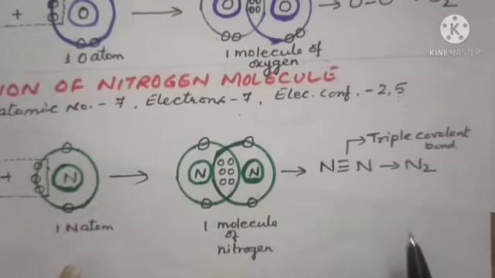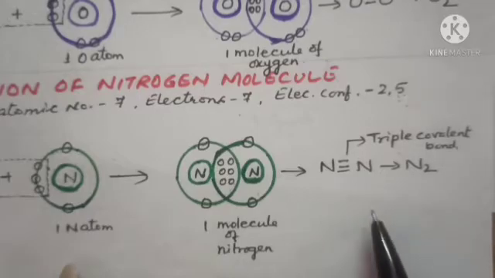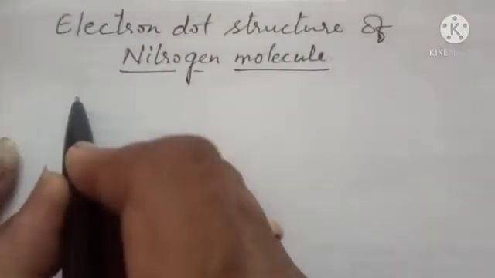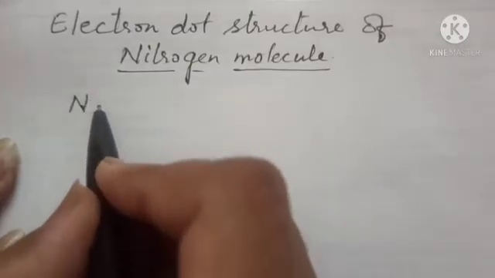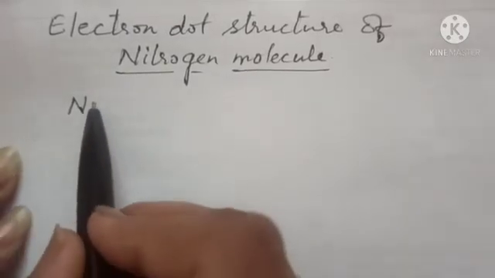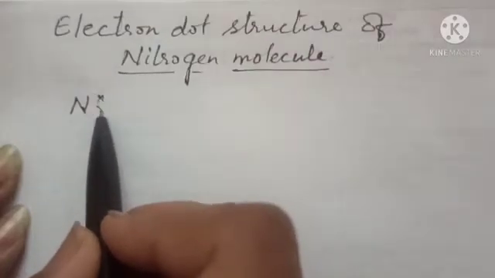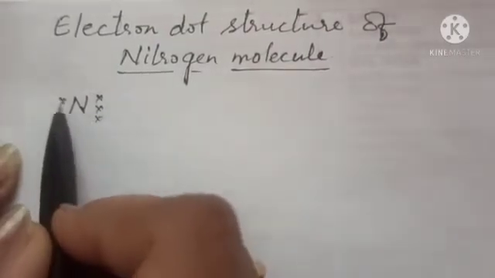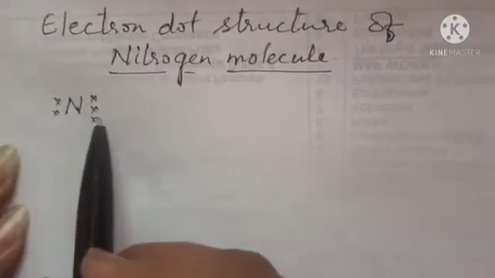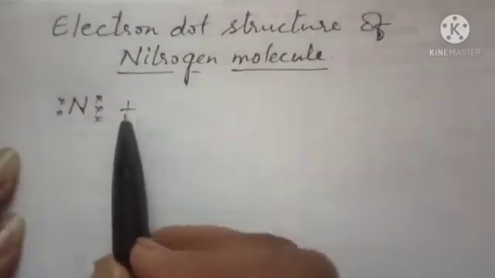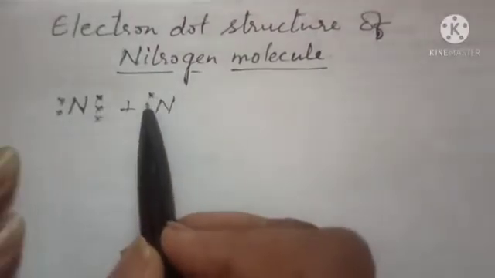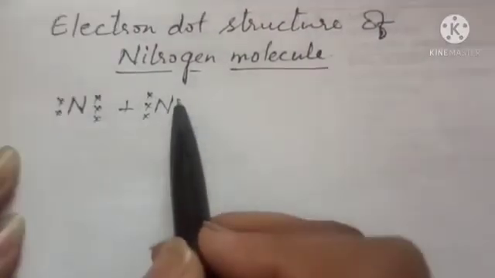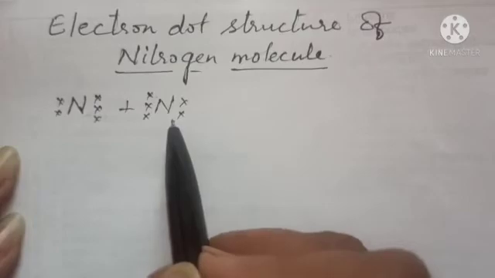See how the electron dot structure of nitrogen molecule is formed. You know nitrogen symbol is N. How many valence electrons are there? 5. So what will it do? You will show 3 electrons on one side and 2 electrons on one side, right? And then it combined with another atom of nitrogen, and here also you will show the same way, 3 electrons on one side and 2 electrons on the other side, right?